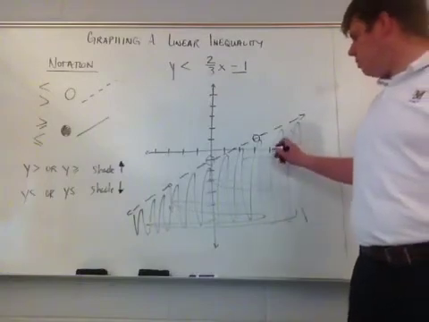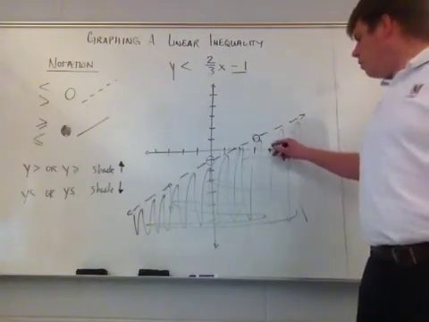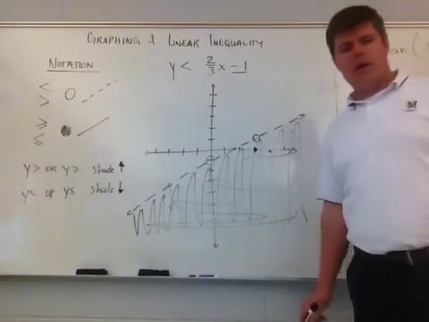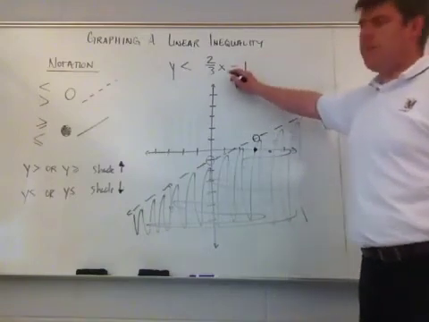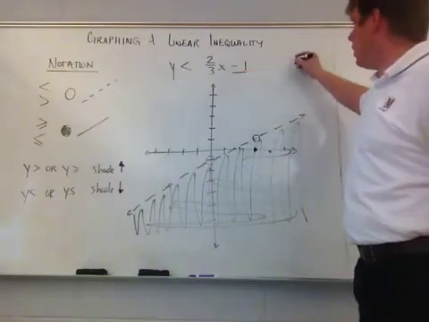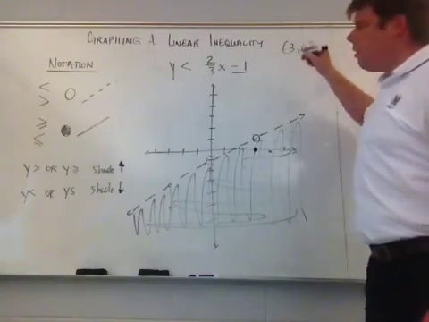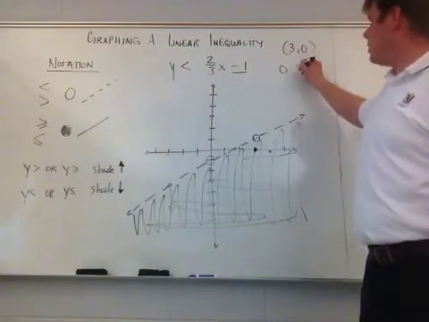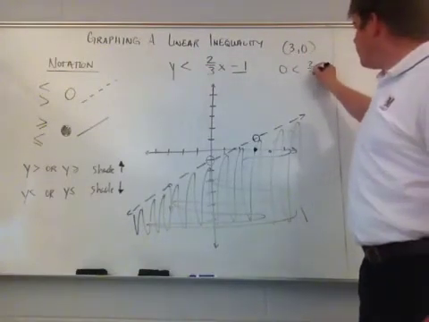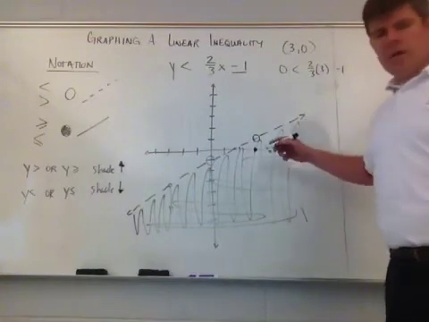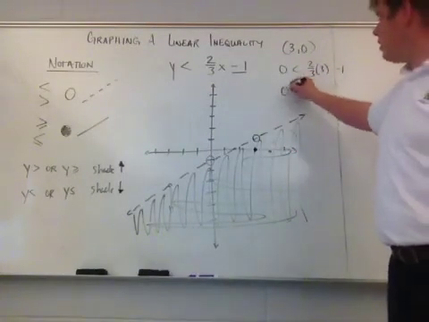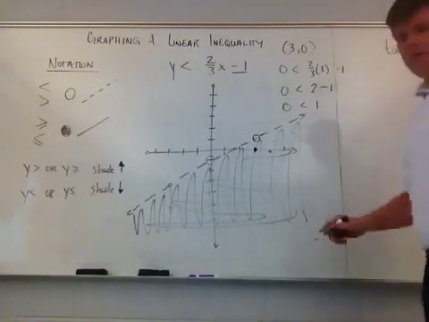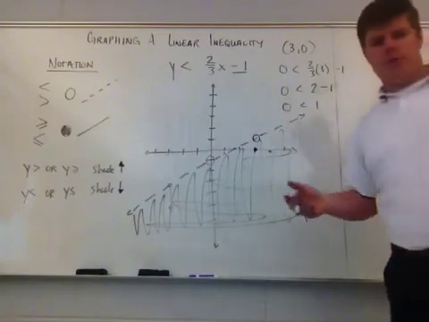Just to demonstrate that, let's pick something very simple: the coordinate pair 3, 0. If I plug the coordinate pair 3, 0 into here, it should make a true statement. The way I check is I simply plug it in. This is y, so I say 0 is less than 2/3 of 3, minus 1. Is 0 less than 2/3 of 3, which is 2, minus 1? Is 0 less than 1? Well, of course it is. 0 is less than 1.